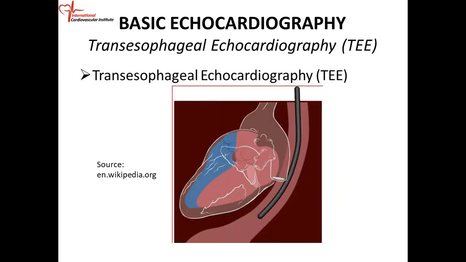So it's another orientation. The esophagus is right here. The heart is in front of the esophagus. And then this is your probe. And the probe goes into the esophagus. The camera is right on the tip. And you can see the posterior structures of the heart very, very clearly.